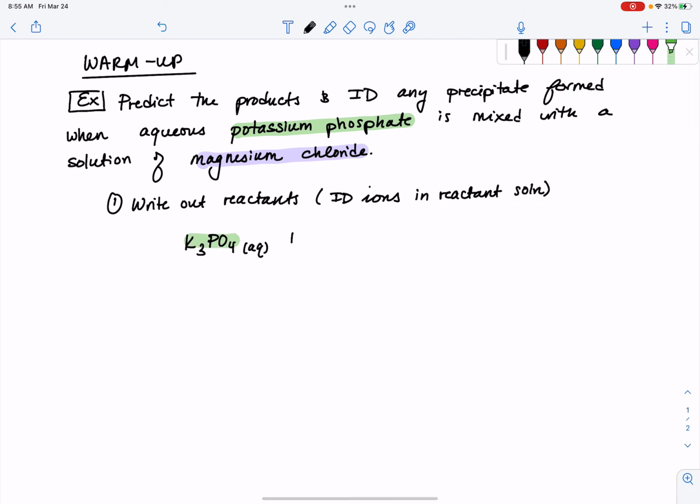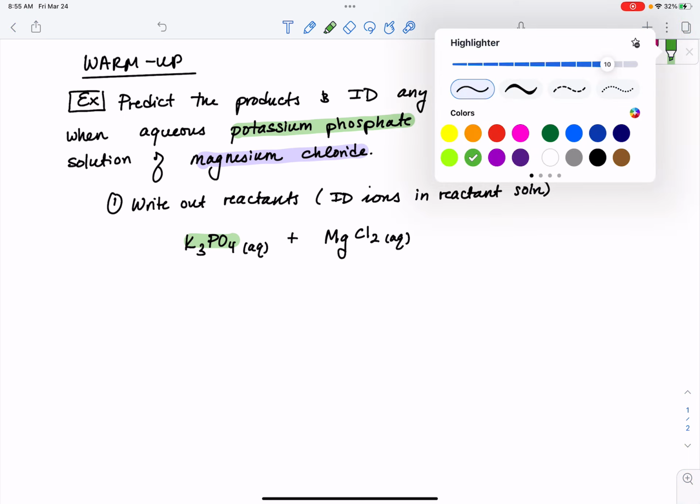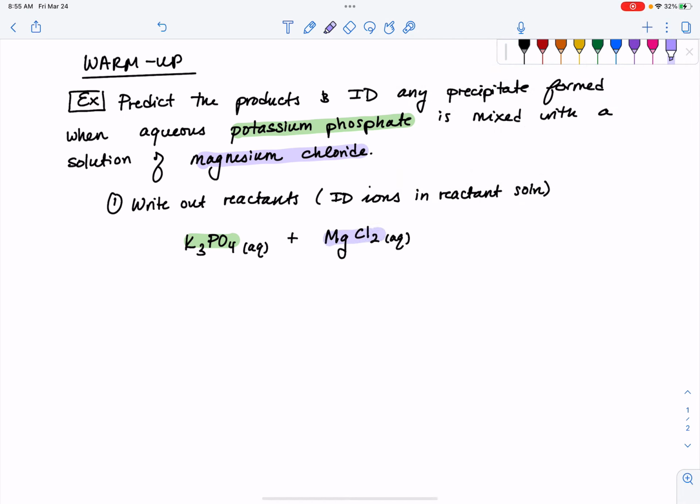Okay, what are we reacting this with? So the other solution that we are mixing with, so potassium phosphate is mixed with, is a solution of magnesium chloride. So magnesium is a group 2 metal, which means it has a +2 charge. Chlorine is a halogen, which means when it's ionized, it has a -1 charge. So I need 2 chlorines for every 1 magnesium in order to create a charge-neutral compound. So MgCl2.